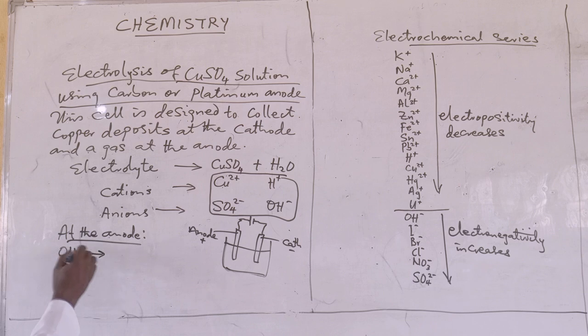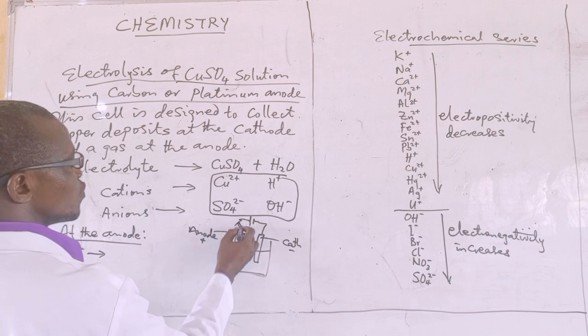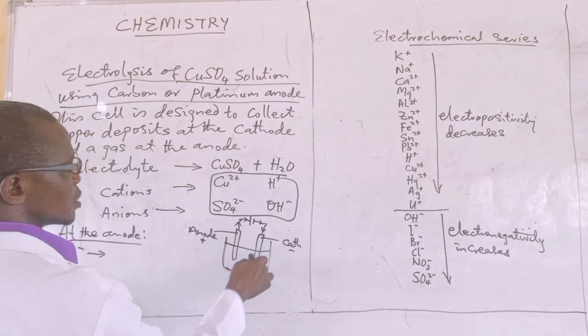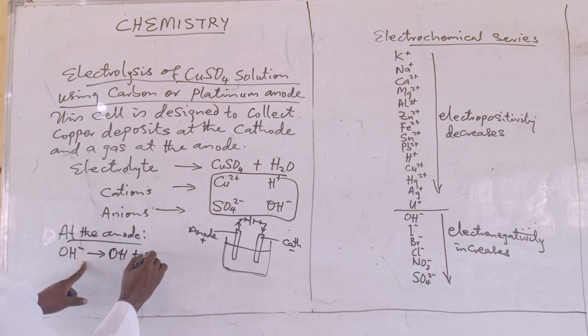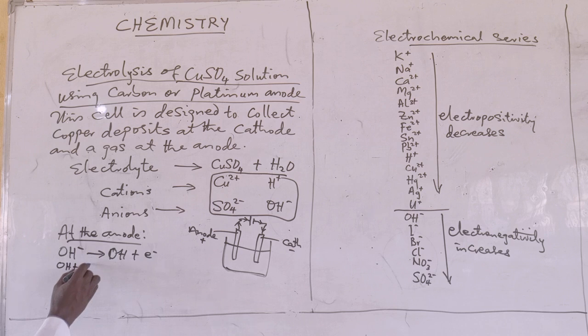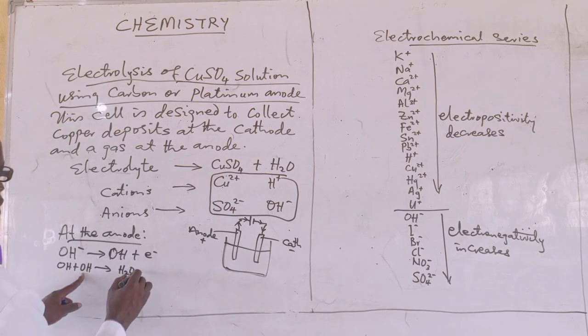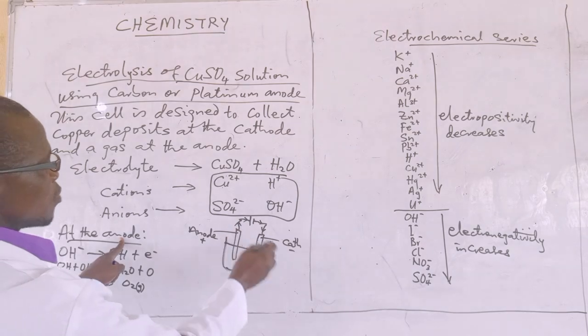So hydroxide will give out its electron to the electrode, and those electrons will flow in this direction and enter back here. So you now have OH minus giving up an electron. Another one will do the same, and then both of them react to form one molecule of water and an oxygen atom. The same thing happens, and then you have oxygen reacting with another oxygen to form O2 gas. This is what happens at the anode.